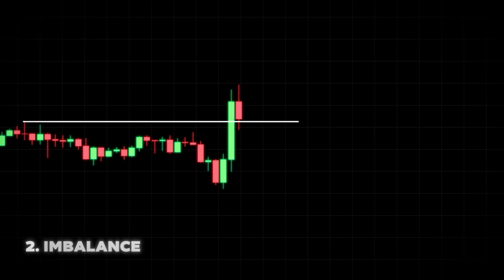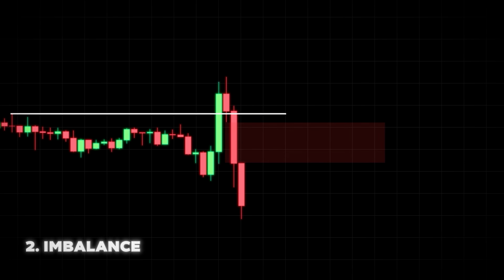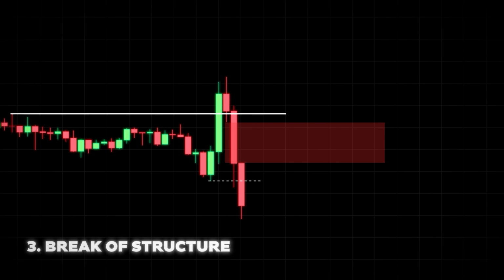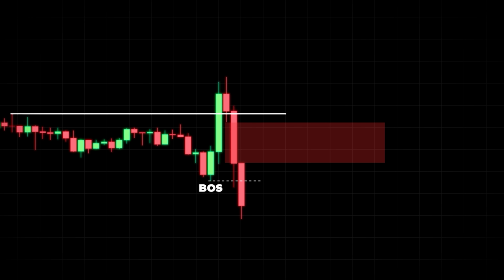Another rule is that I typically look for an imbalance to be created. This is usually when institutions are entering the market, causing rapid expansion towards one side or the other. And the last one is that these zones require a break of market structure. Remember, it takes a ton of money to move price, and even more to break structure on a liquid instrument.